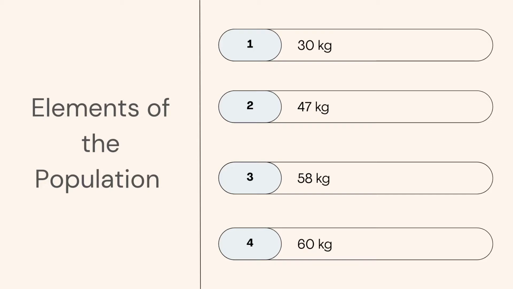So here is the list of the weights of each of the individuals we spoke with. We will consider this data as the elements of the population. So the population consists of 30, 47, 58, and 60.